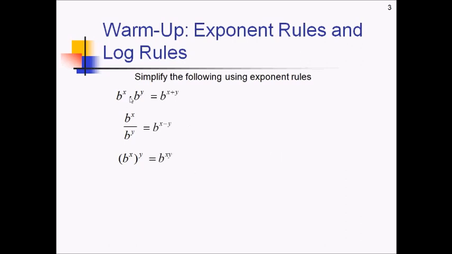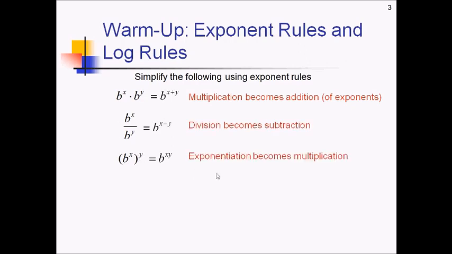So multiplication becomes addition of exponents. Division becomes subtraction. And then exponentiation itself becomes multiplication. So you could kind of think of this as everything becoming sort of one operation simpler. So now here are the big 3 rules of logarithms. And take a look at how these stack up to these exponential problems here.